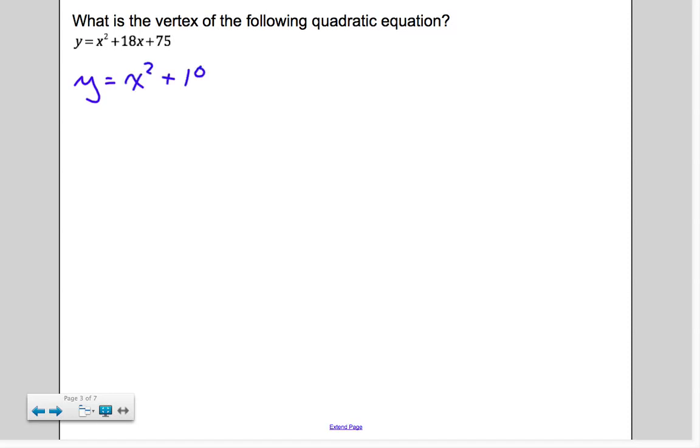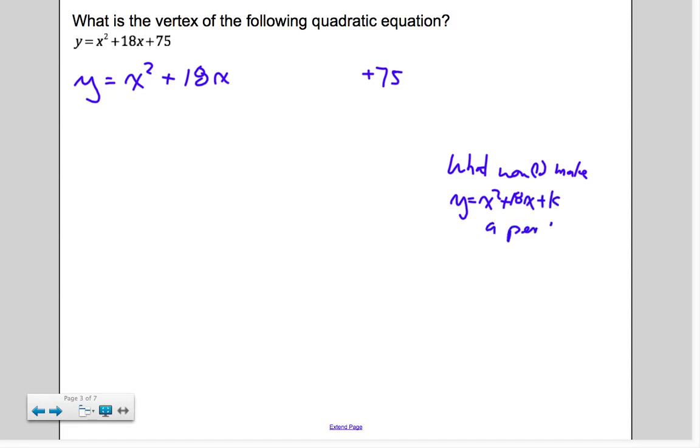We can't change anything, right? Plus 75 over here. I've broken it up a little bit, put some space there because I want to put some stuff in there now. So now the question is, what would make y is equal to x squared plus 18x plus k a perfect square? What makes that a perfect square?